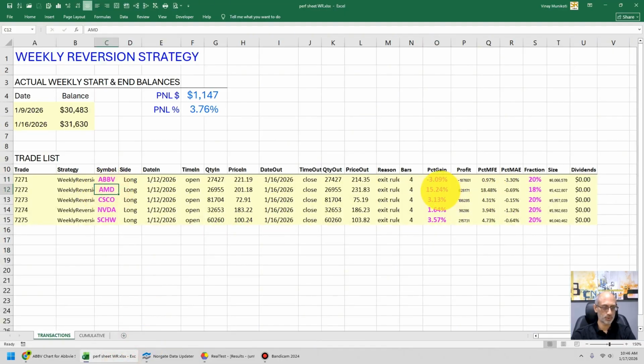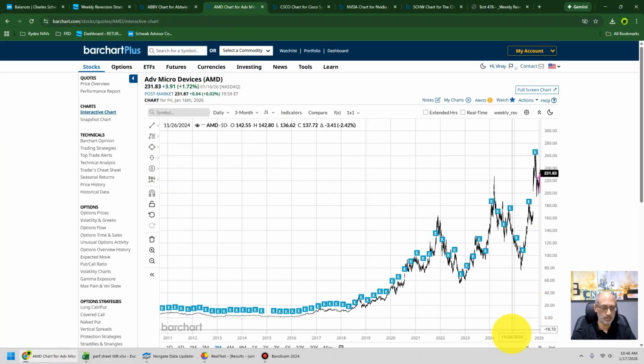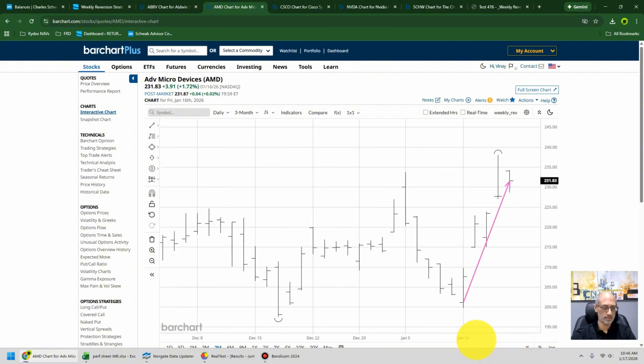Next trade is AMD, which was the best trade of the week. It was up 15.2%. And AMD had some weakness in the week prior, this one. So the system bought here on the Monday morning and sold here Friday at the close for a huge profit.